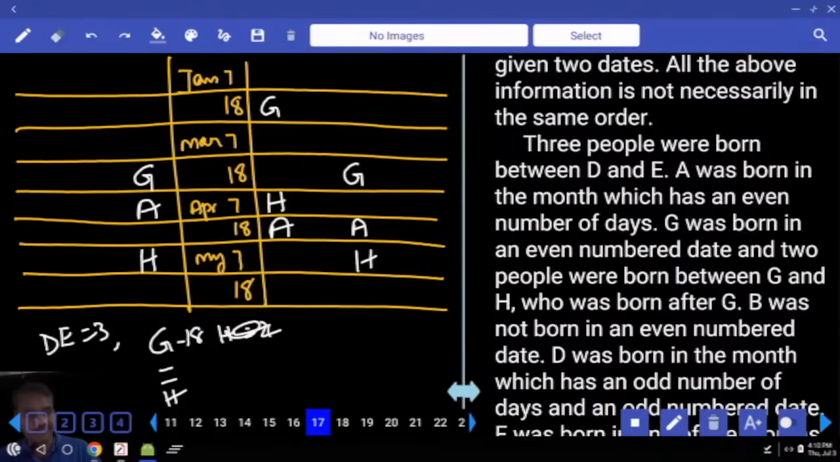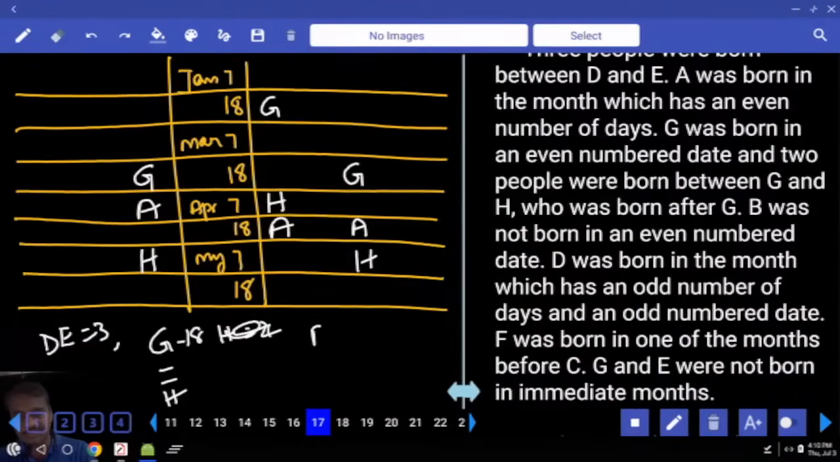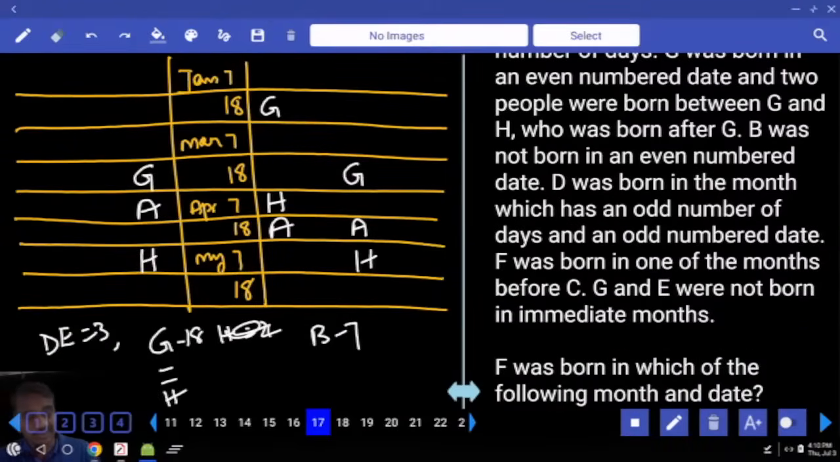And B was not born on an even number date, so B must be born on an odd number date, that is 7. And D was born in the month which has an odd number of days and an odd number date. That means D is on 7th of one of these months, one of the 31-day months. Now D can be here. If D is here, there are 3 people between D and E, so E must be here. Is it possible? No. Hence D cannot be on March 7th.